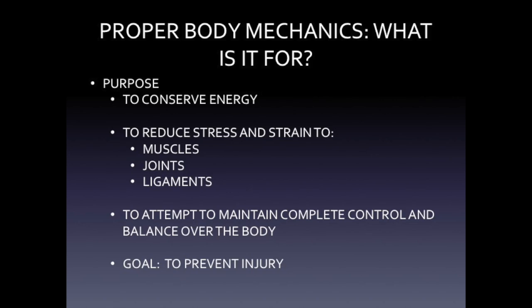And this leads us to the next part, proper body mechanics. Well, what exactly is it? Proper body mechanics is used to do various things, such as conserve energy, reduce stress and strain to various muscles, joints, and ligaments in the body as well. The act itself is an attempt to maintain complete control and balance over the body, with the main goal of preventing injury.